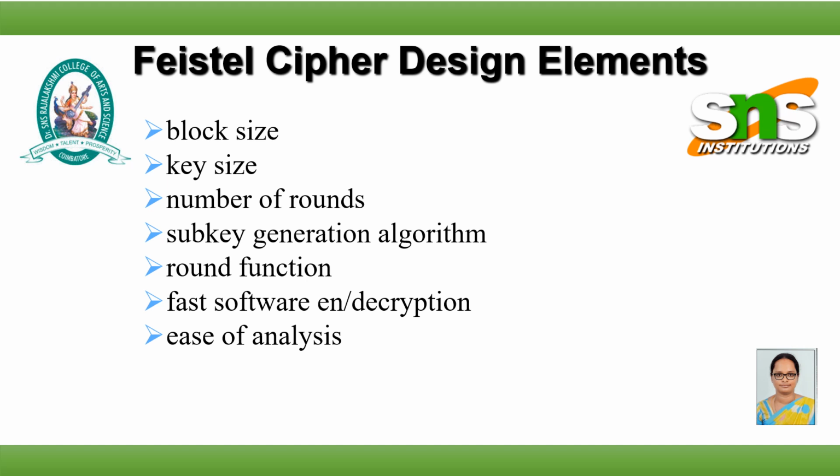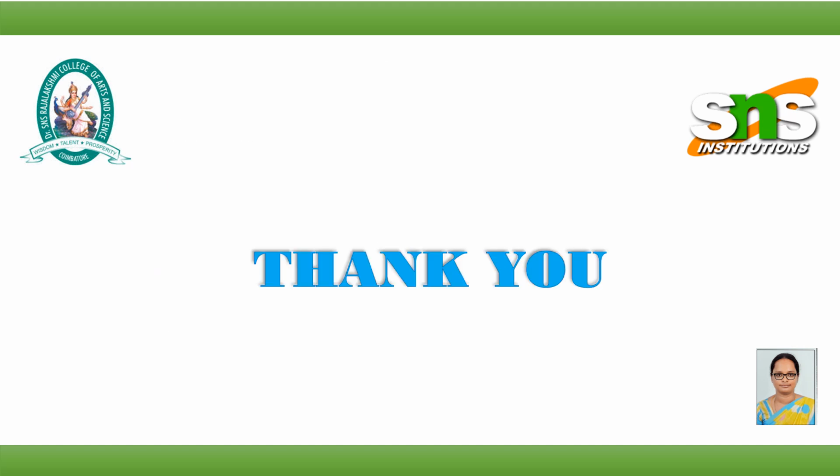The elements that we have in Feistel cipher are block size, key size, number of rounds, subkey generation, round function, fast software encryption and decryption, and ease of analysis. Thank you. From this video lecture, you will understand what a block cipher is and what kind of structure we are using in block cipher. Here we use the Feistel cipher structure to perform the operations of substitution and permutation.